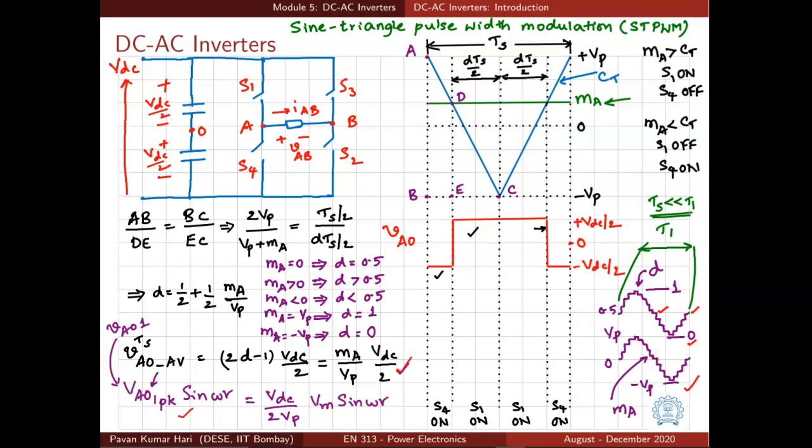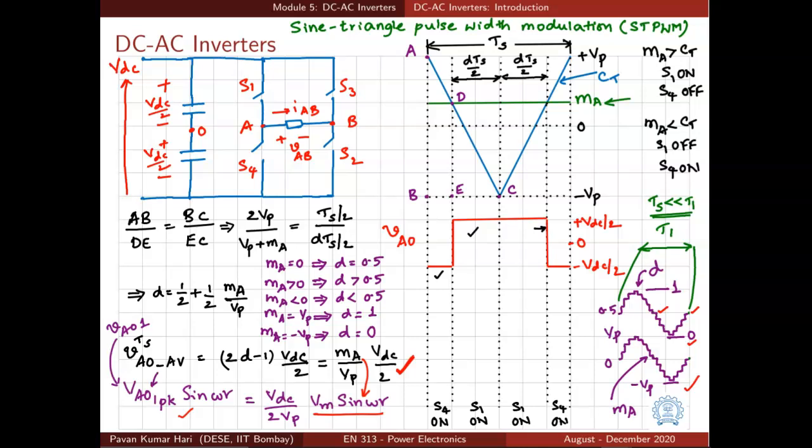And from this relation, VAO1 is proportional to MA. For a given VDC and V peak, VAO1 or VAO average over Ts is proportional to MA. That means if you want VAO average to be sinusoidal, which is equal to the fundamental component, MA also has to be sinusoidal, and that is what is represented here. MA is equal to Vm sin omega t. So the fundamental component of VAO is proportional to MA.